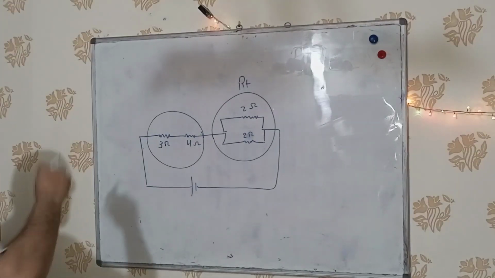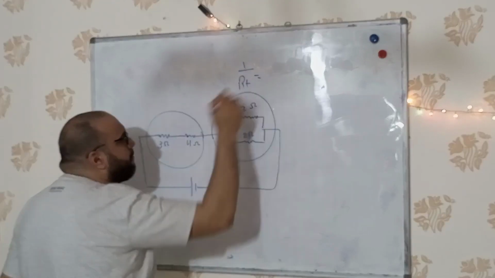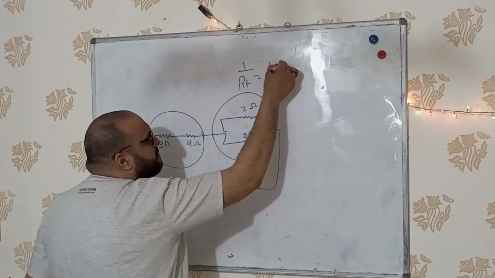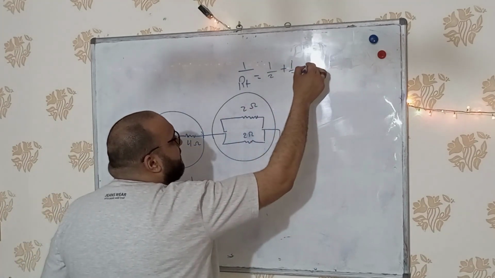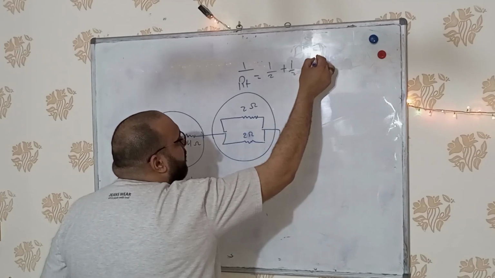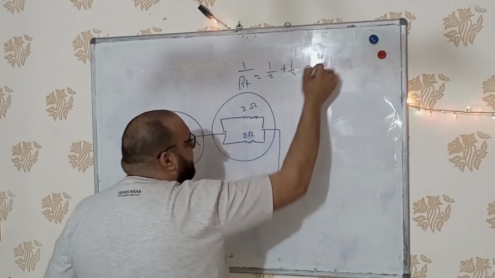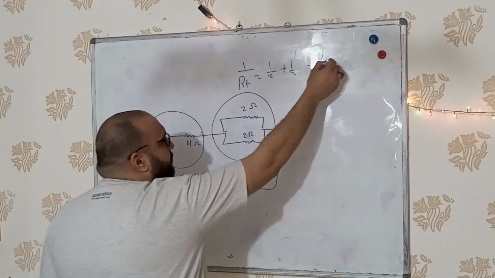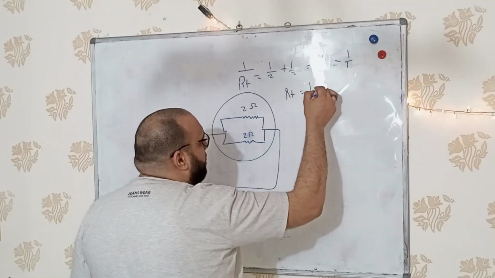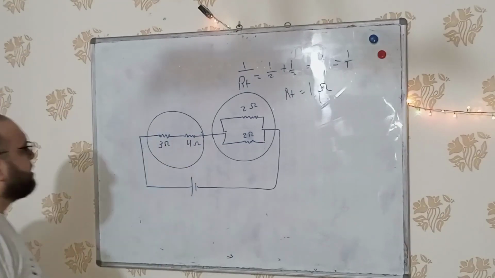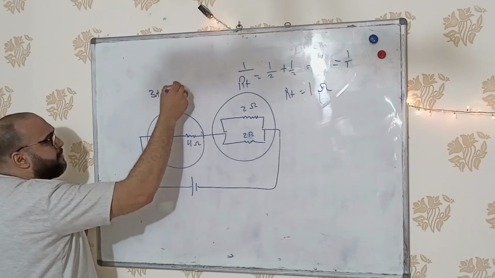circuit step by step. R total here, 1 over R total is equal to, for this part, 1 over 2 plus 1 over 2. So it will be 2 over 2. Make it step by step. 2 over 2 equal 1 over 1. So the R total now equals 1 ohm. This part is equal to 3 plus 4 equal to 7 ohms.